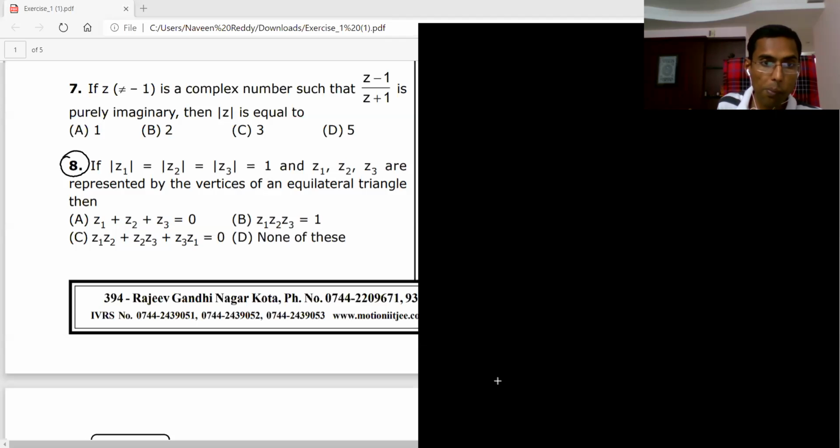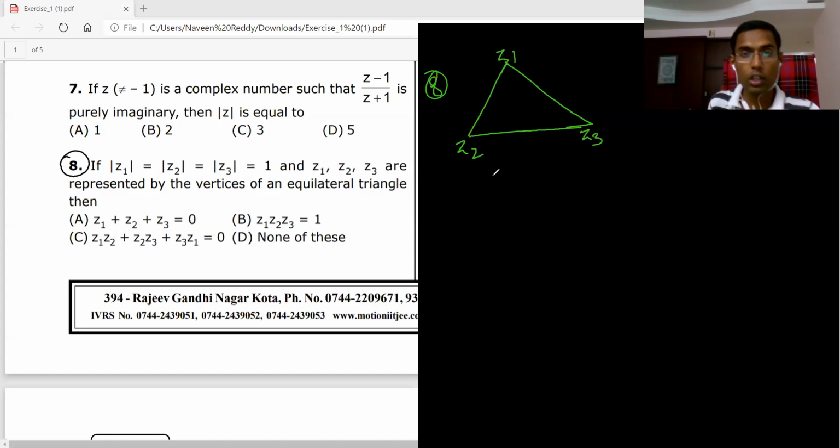The eighth question. What is that eighth question here? Mod z1 equal to mod z2 equal to mod z3 equal to 1, and z1, z2, z3 are represented by vertices of an equilateral triangle. So this is z1, this is z2, and this is z3. Okay, all right. So now what we can do is here.